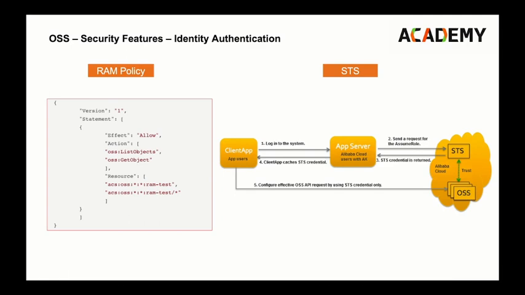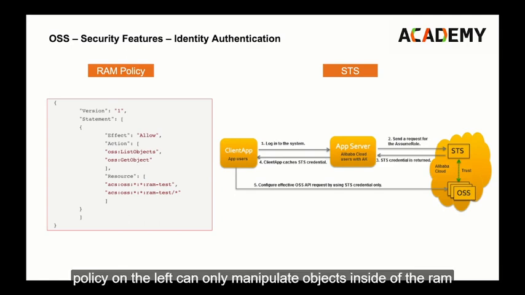The user who is using this RAM policy on the left can only manipulate objects inside of the RAM test bucket, and at the top where you see action, you can see that they are allowed to do two things: list objects and get objects, which means that they can read the content of this bucket, but they cannot delete objects and they cannot upload new objects.